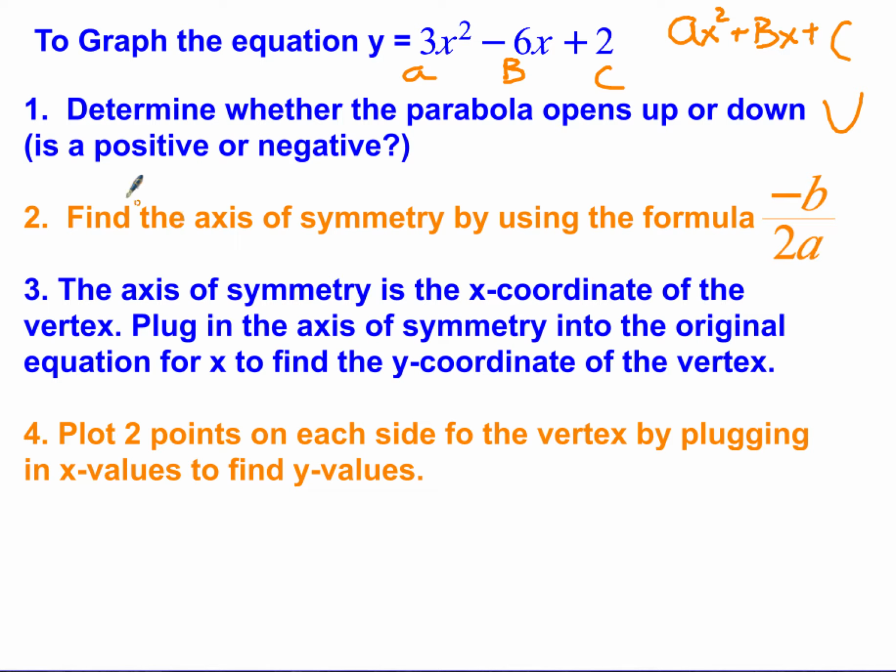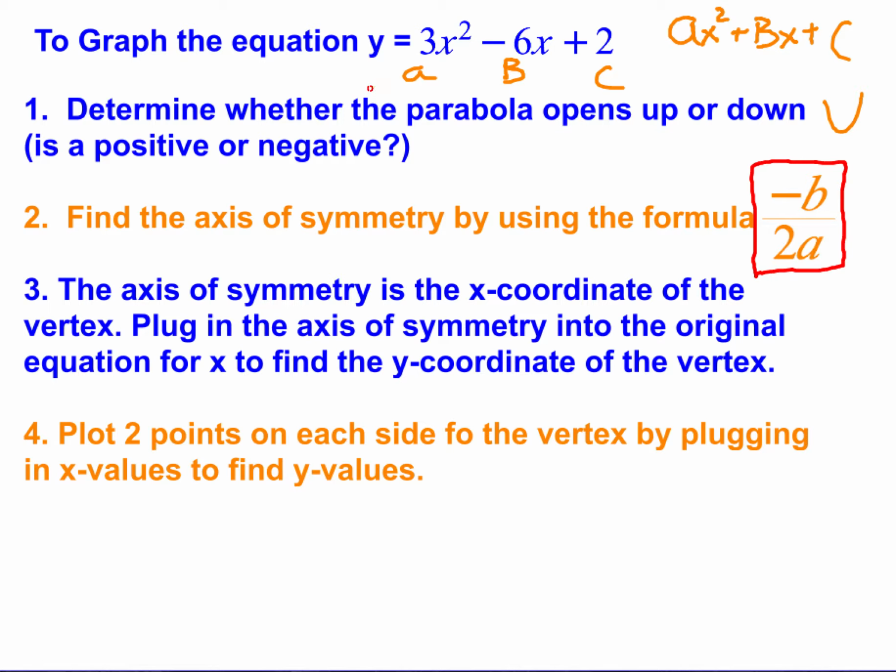Now what we do is we want to find the axis of symmetry. This formula right here is the formula we use in order to find the axis of symmetry, and that's going to give us the x-coordinate of our vertex. So we use negative b over 2a. We have to know this formula in order to find our vertex, because this is going to give us the x-coordinate of our vertex, and then once we find the x-coordinate of our vertex, we plug that in to figure out the y-coordinate of our vertex, and that'll give us our vertex, and that's step 3. And then we can plot 2 points by plugging them in on either side of our vertex.